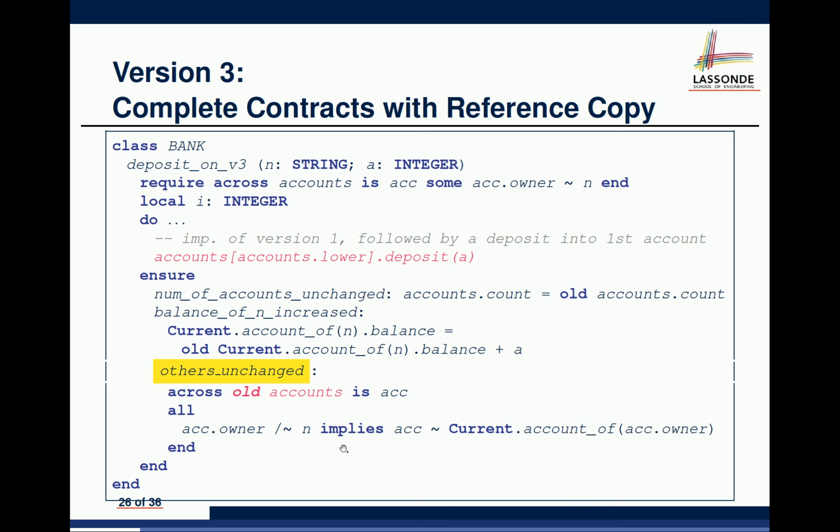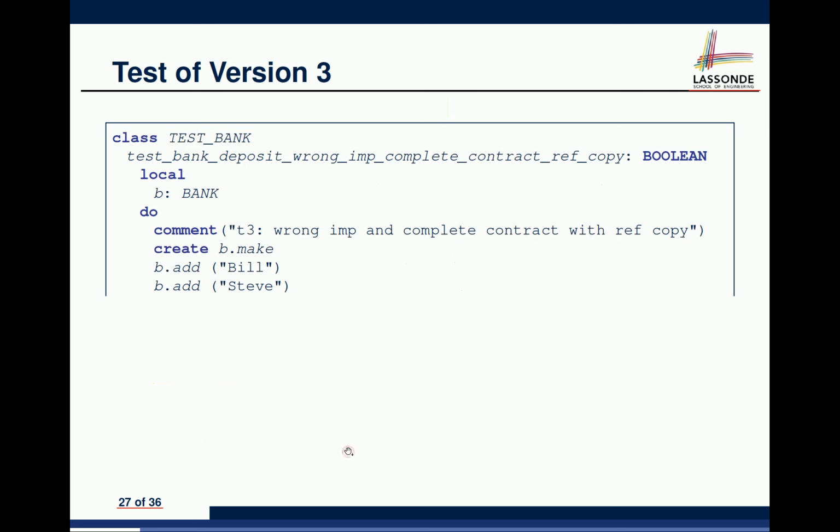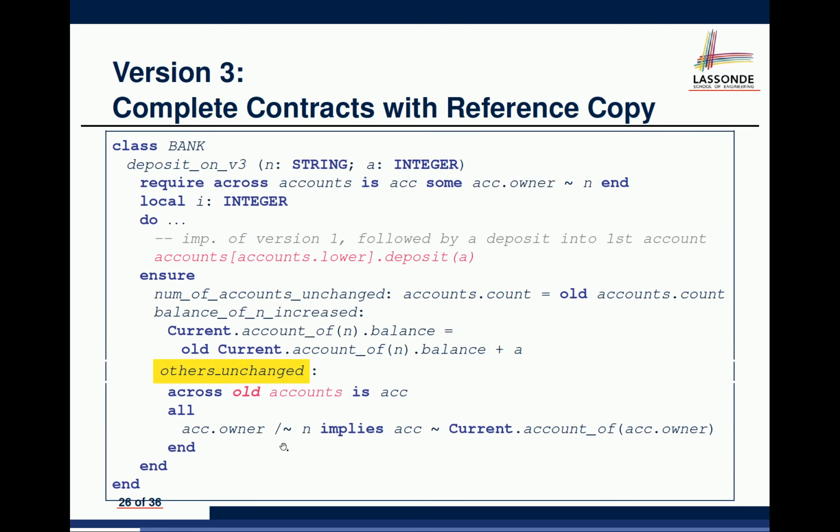Okay, let me try to lead you a little bit. Let's not worry about what we are crossing over in just a moment. Why do I need this? Well, apparently I'm using an implication. Why do I need an antecedent over here to say acc.owner? Apparently acc is whatever account I'm currently looking at, right, in the context of the cross loop. Why am I saying acc.owner not equal to n? Why am I saying that?